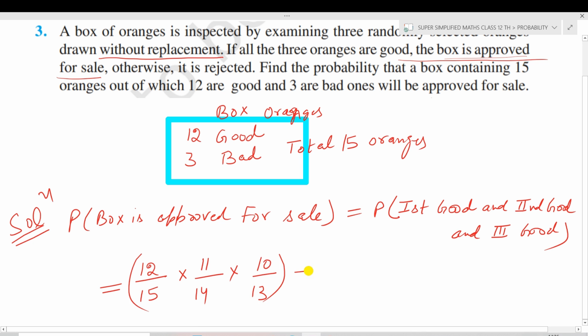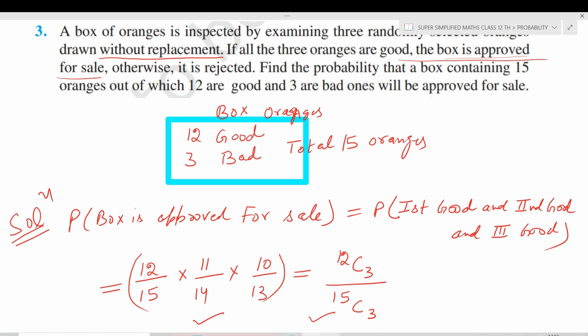Now students, this can be done in a different manner also. You can use the concept of combinations. Since out of 12 good oranges you have to select any 3, you can write it in this manner, 12C3. And out of total 15 oranges also, you have to select any 3, so you can write it as 15C3. If you calculate it, you will find that this result is going to be the same as this result. So you can use any method to solve this question.